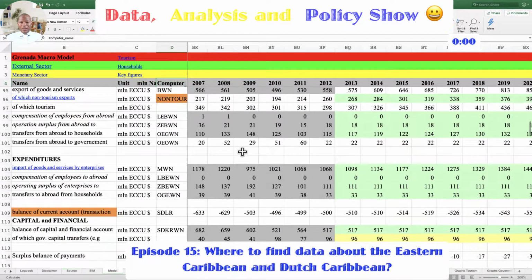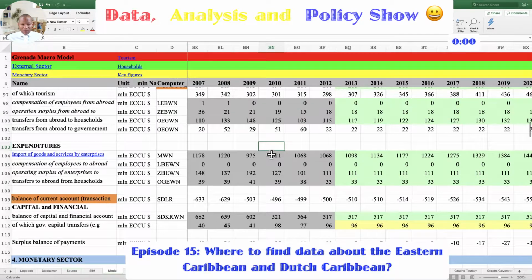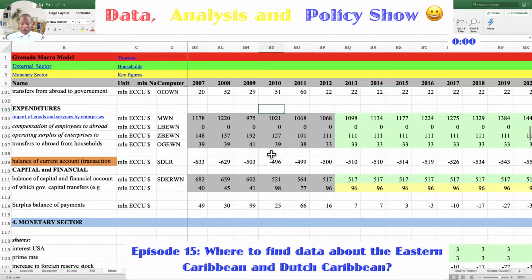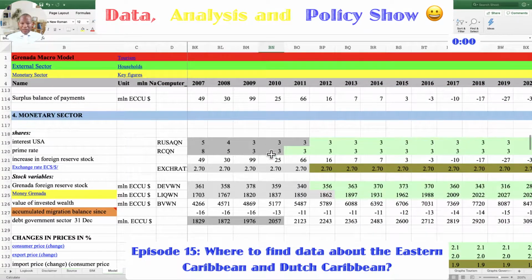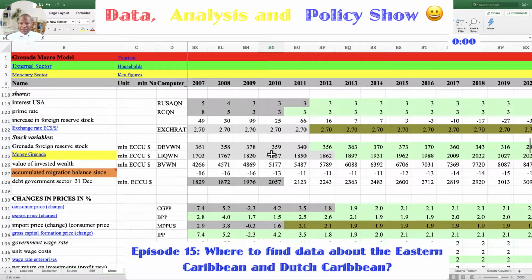Because all these islands, Grenada, St. Kitts and Nevis, etc., they are in one monetary union, and they are all contributing to the balance of payments. They are all exporting, importing, etc. You see the same structure, okay? Same structure. Money. Let's look at the money in Grenada.